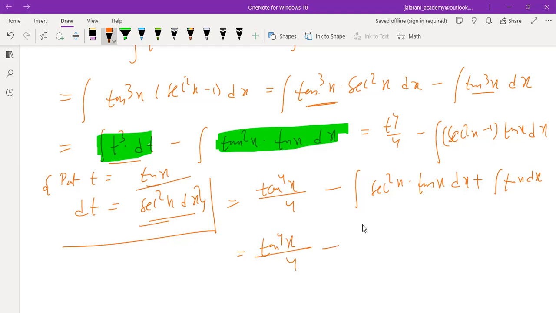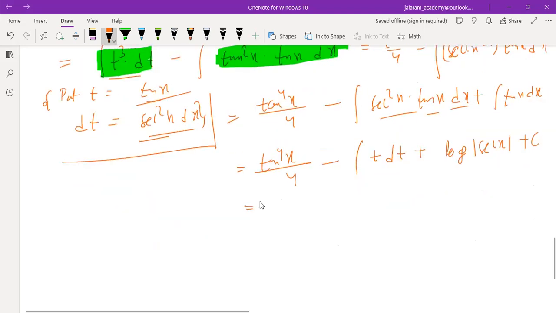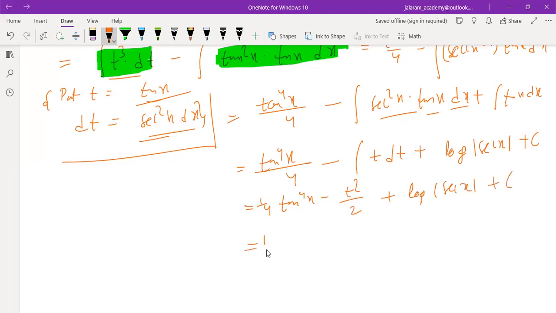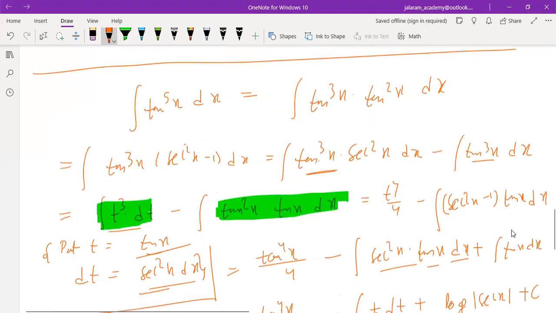Put these values for the second integrand now. sec square x dx is dt, tan x is t. So t dt plus integration of tan x is, we know that, log sec x plus c. So the final answer is 1 by 4 tan to the power 4x minus, this is t square by 2, plus log sec x plus c. So 1 by 4 tan to the power 4x minus tan square x upon 2 plus log sec x plus c, which is the answer.